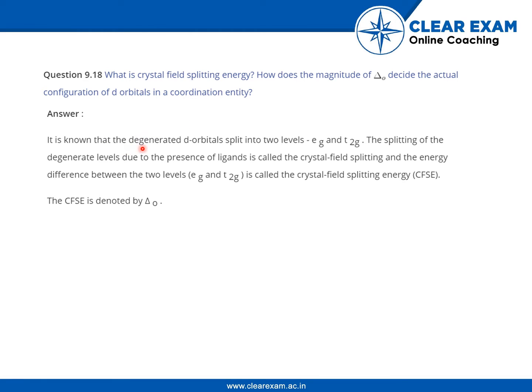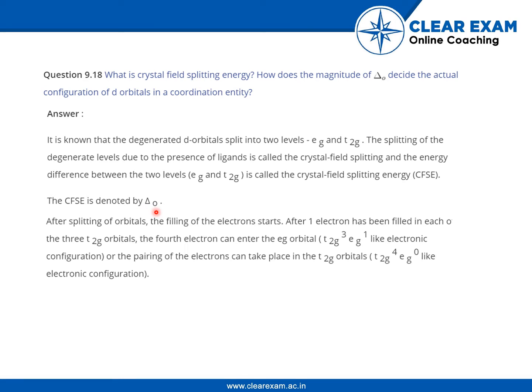Answer is, the degenerate d orbitals split into two levels, Eg and T2g. The splitting of the degenerate levels due to the presence of ligands is called crystal field splitting, and the energy difference between the two levels, Eg and T2g, is called the crystal field splitting energy. Short form of it is CFSE. The CFSE is denoted by delta naught.